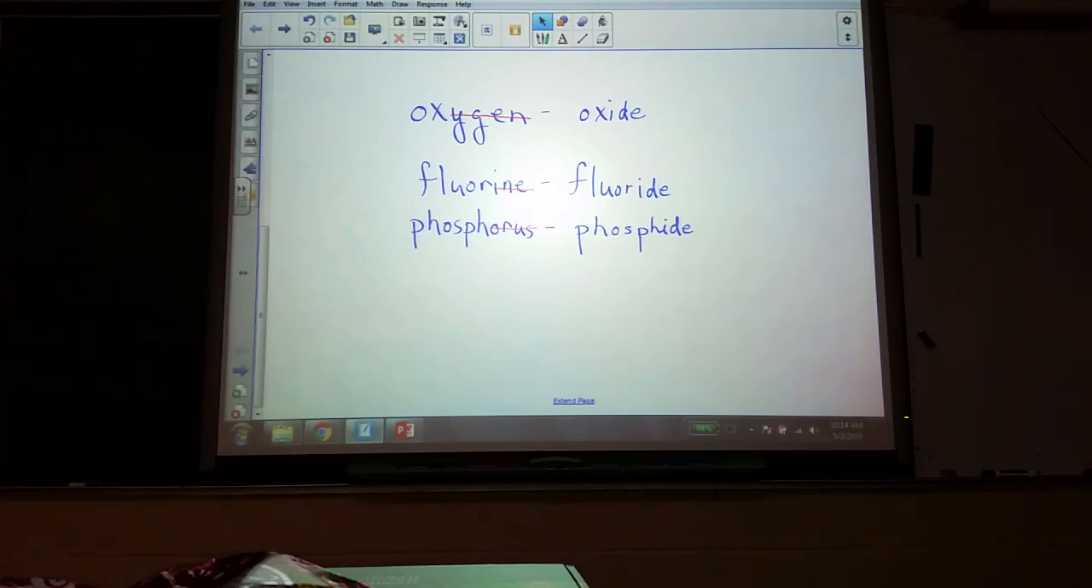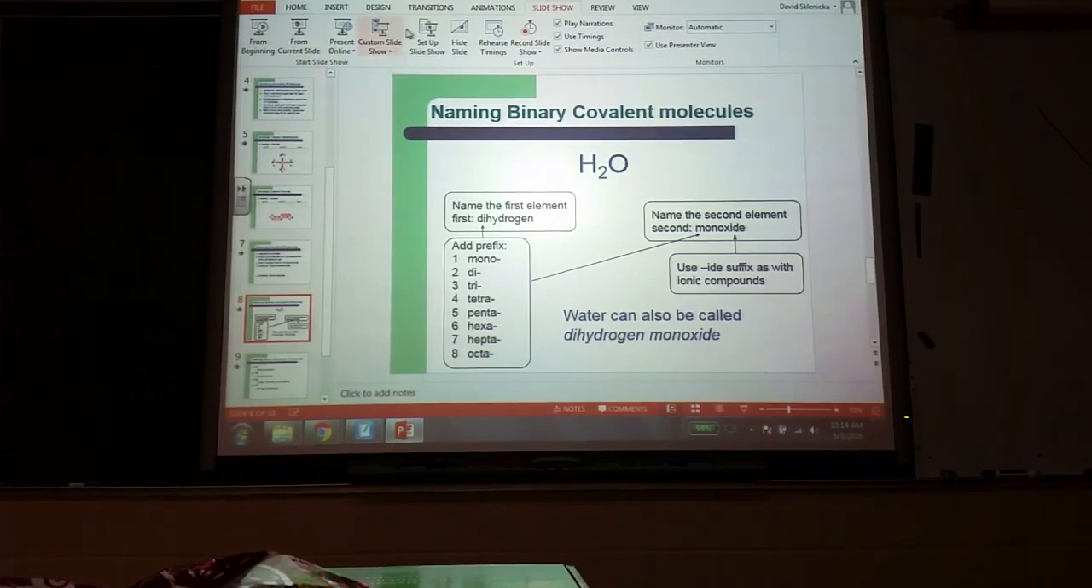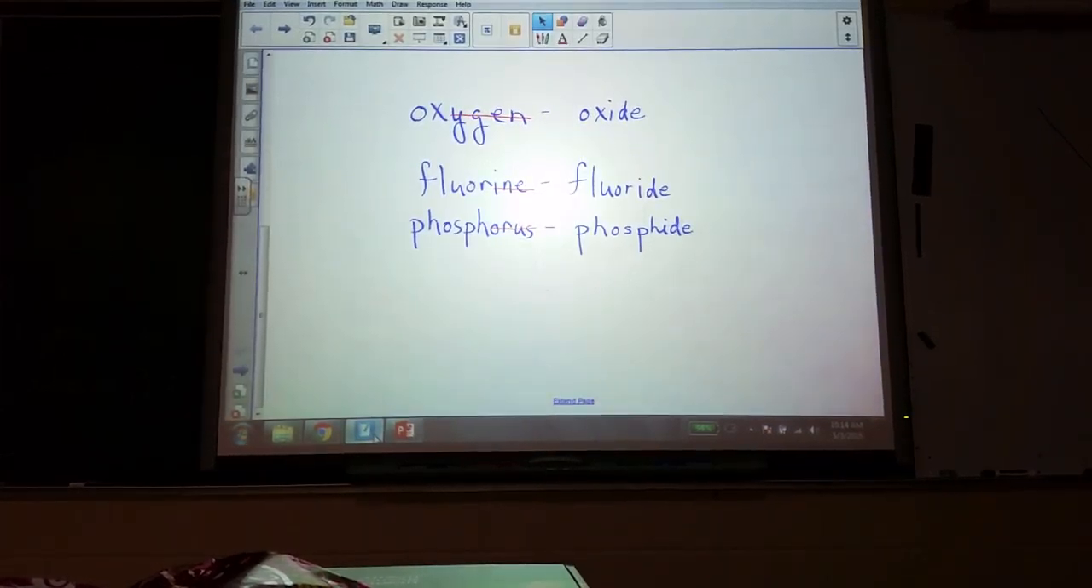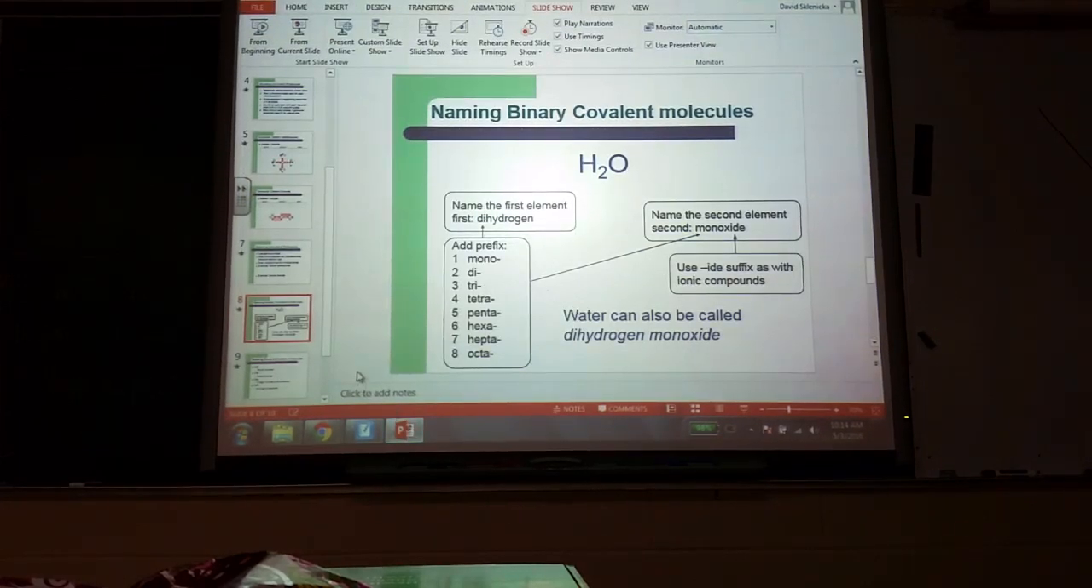Make sense? It's a little practice, but this works for almost all of the compounds we're going to use. If you go on in chemistry, you'll learn a couple that don't quite fit that, but for the most part, they do.